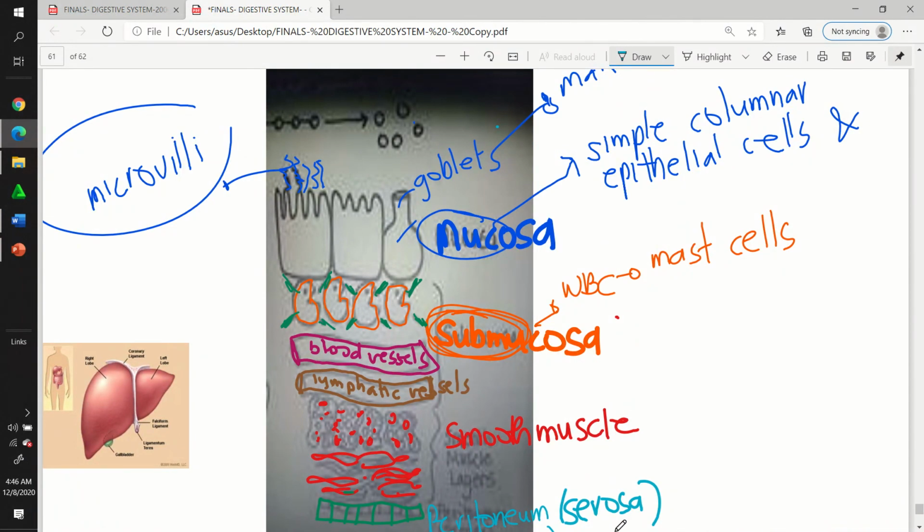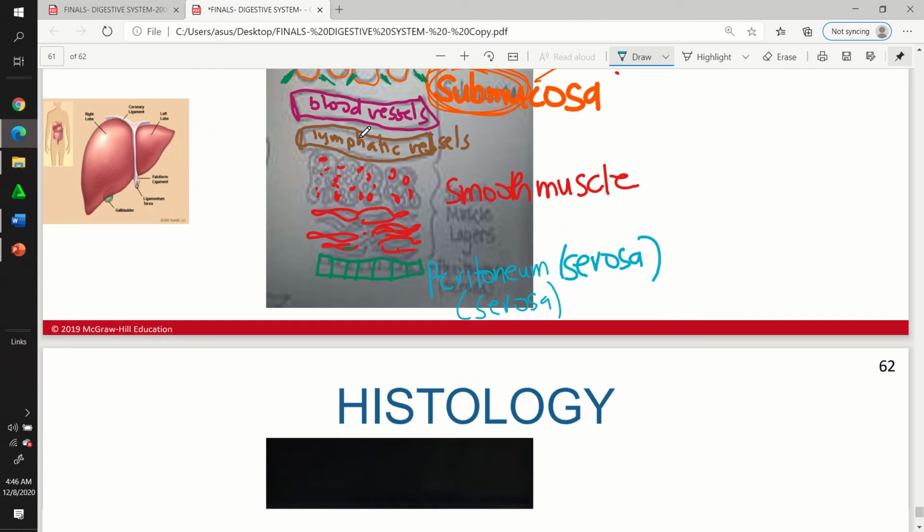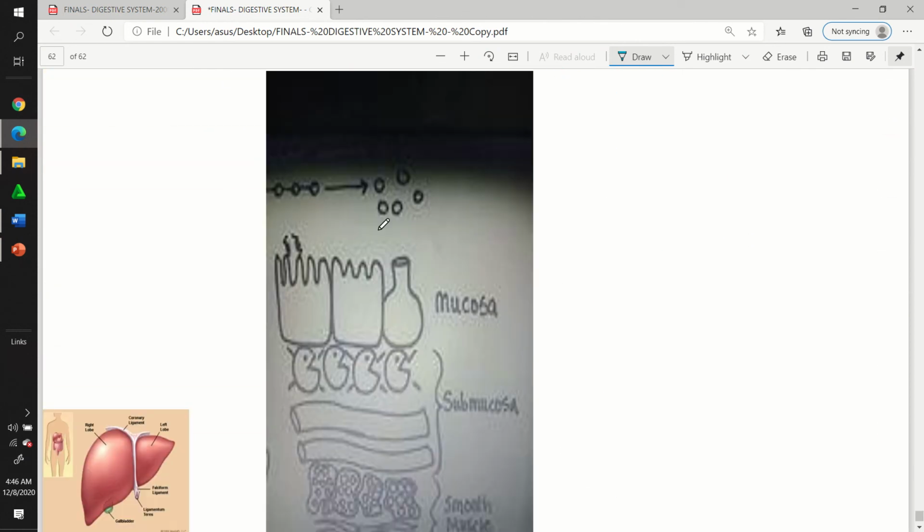Now, let me take you back to the upper part. Take a look at the top part, wherein how nutrients are absorbed in the intestinal mucosa. Okay, let me draw another one, class. You have to remember this, class, how nutrients are absorbed in the intestinal mucosa.